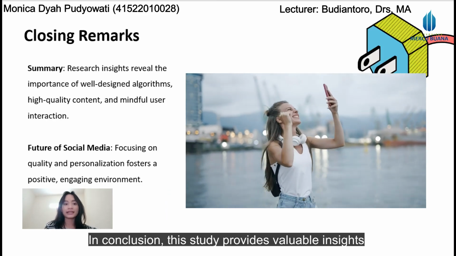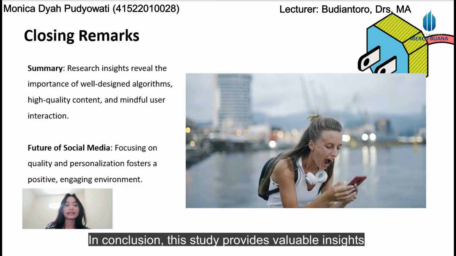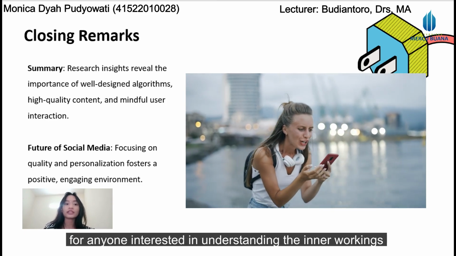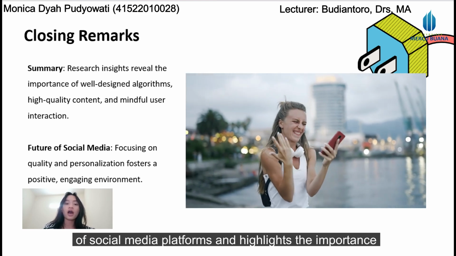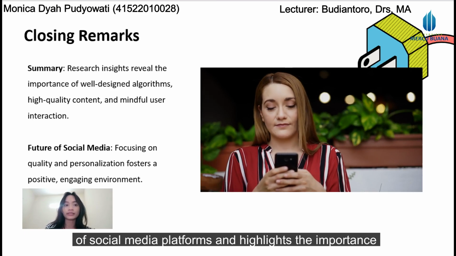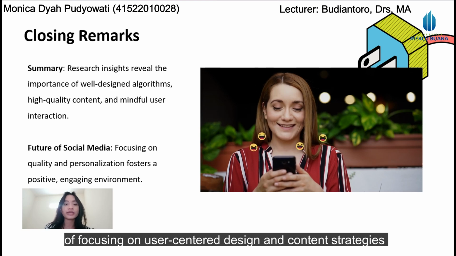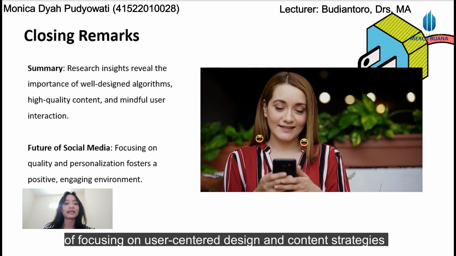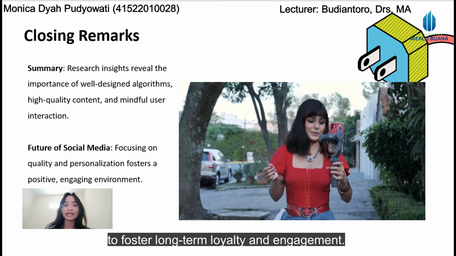In conclusion, this study provides valuable insights for anyone interested in understanding the inner workings of social media platforms and highlights the importance of focusing on user-centered design and content strategies to foster long-term loyalty and engagement.